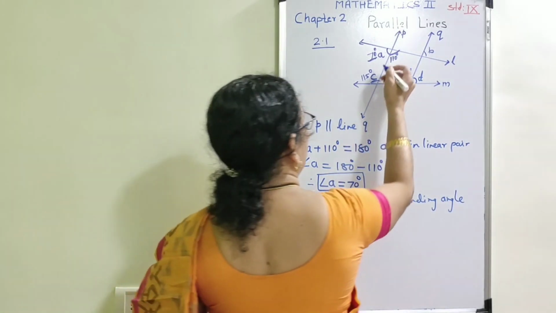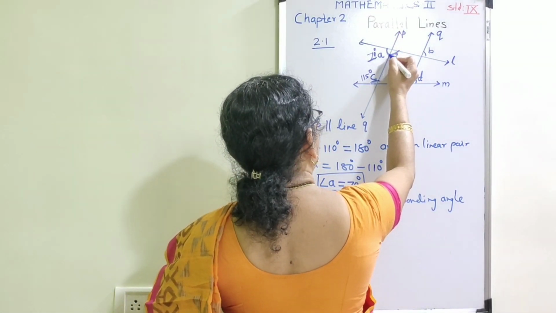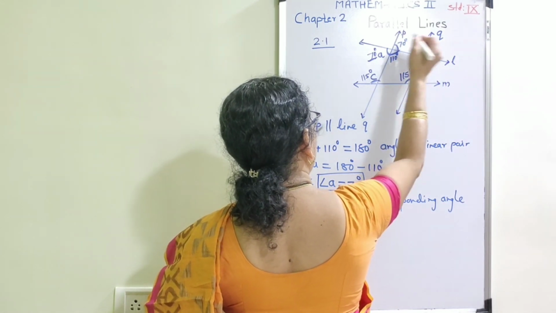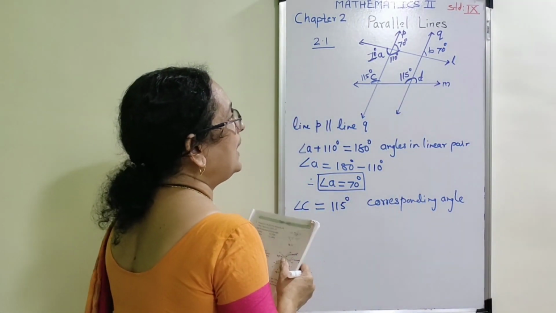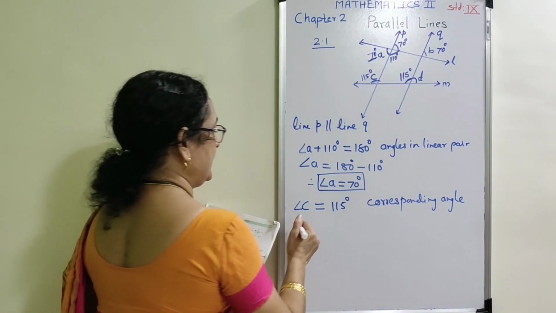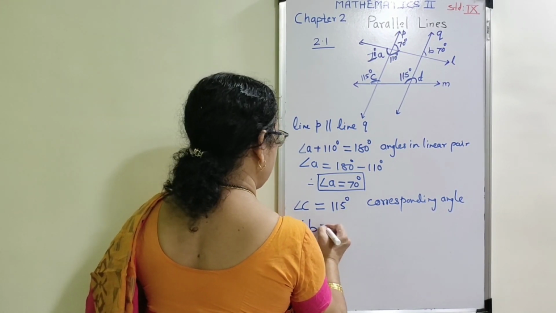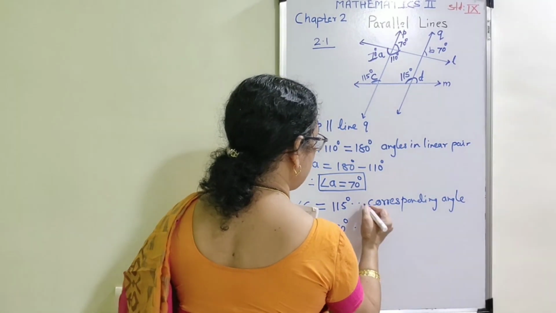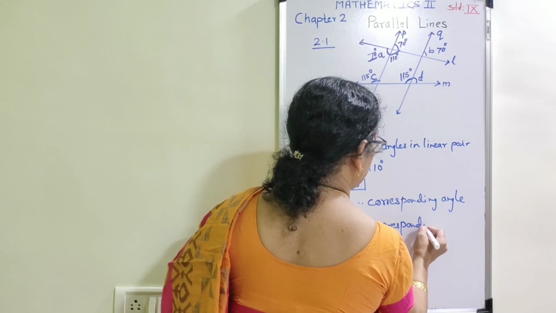Now here, since angle A is 70 degrees, therefore its opposite angle is also 70. If this is 70, this one is also 70. Why? Those are corresponding angles. Therefore, we can say that angle B is equal to 70 degrees. The reason is also the same, that is corresponding angles.